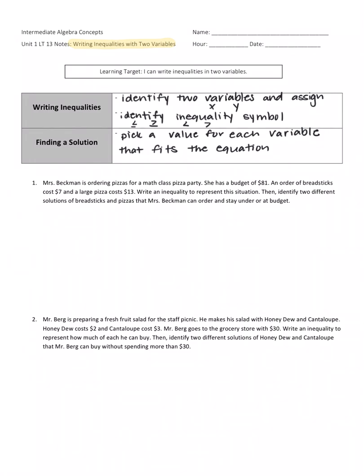Okay, so let's look at what we have here. We know we have a budget of $81. That means she can't go over $81. Okay, and then she also has her breadsticks are $7, and her large pizza is $13. Okay, so I'm going to assign them. My first step is to assign them. So I'm going to say X equals my breadsticks. And Y is going to equal my pizzas.